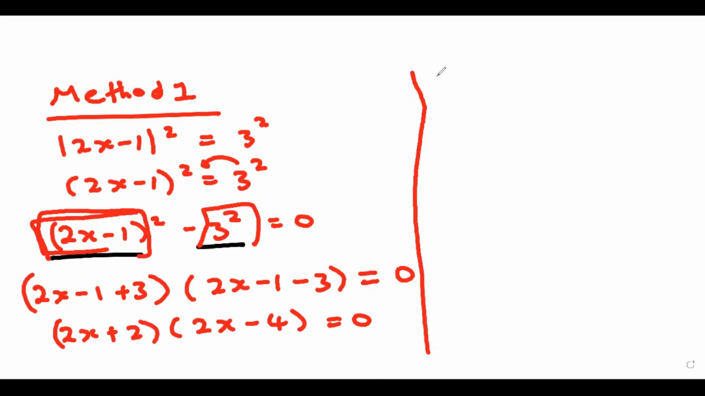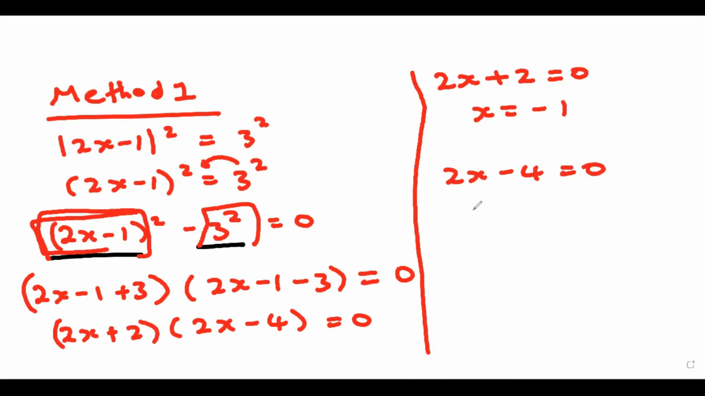Then you'd have 2x plus 2 is equal to 0. That means x is equal to minus 1. And you'd have 2x minus 4 is equal to 0, and you'd have x is equal to 2. So whichever approach you use for method 1, you'd get the same answer. So you just choose whichever one is easier for you.